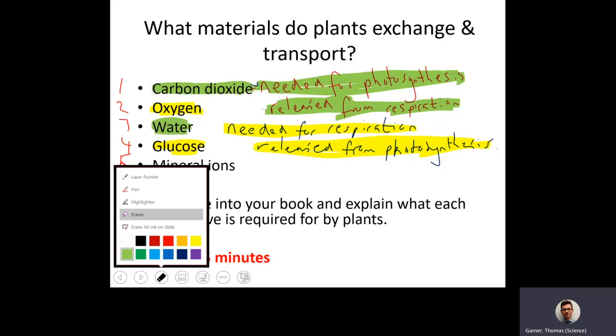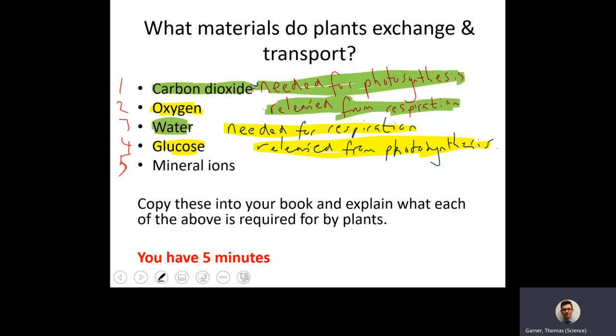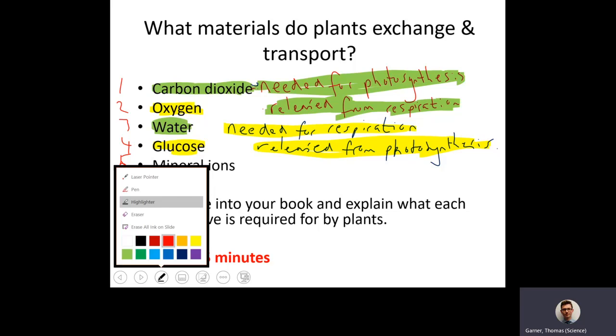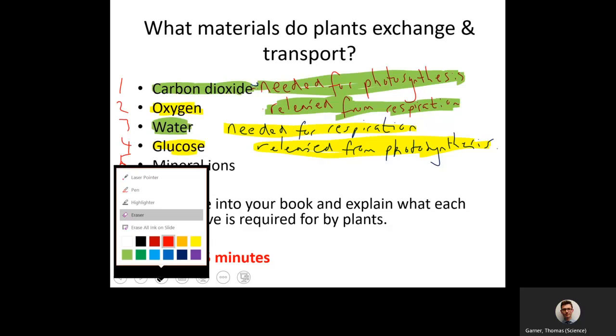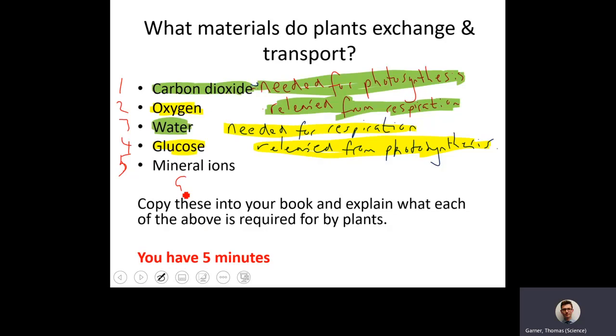Now, mineral ions are used for growth mainly. I think we'll just leave it at growth. If you've got extra bits for that one, then fantastic. I'm going to leave it at just for growing.